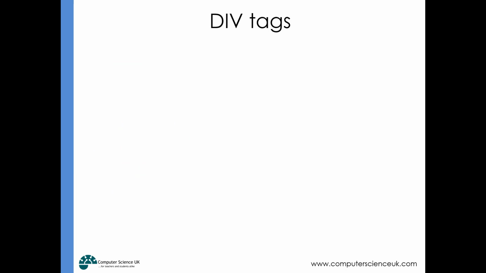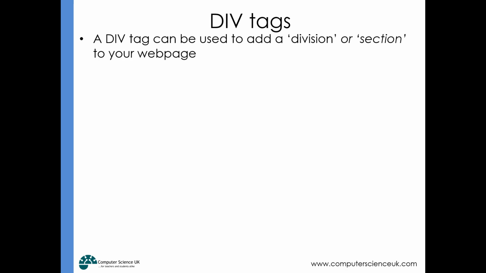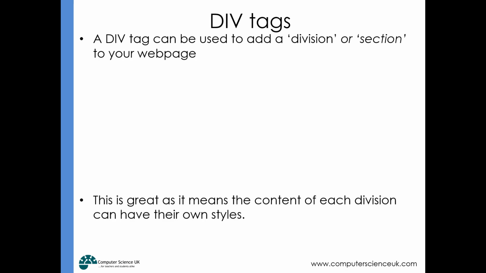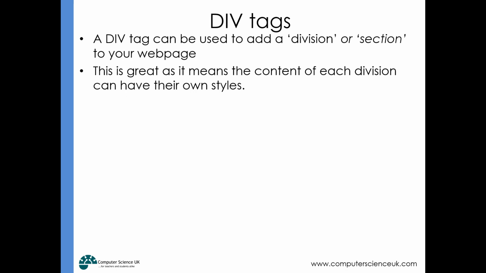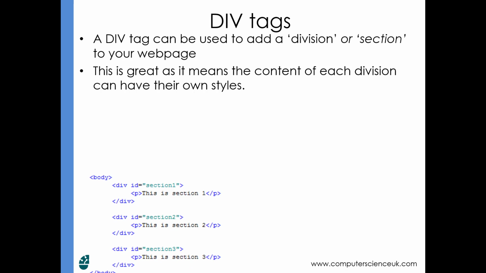Now what is a div tag? Well, a div tag can be used to add divisions or sections to your web page. It's good because it means that different content on your web page, if it's in different divisions, can each have its own styles.